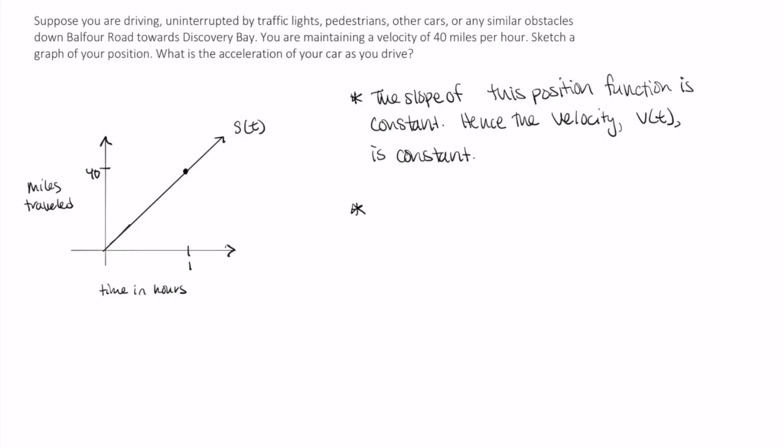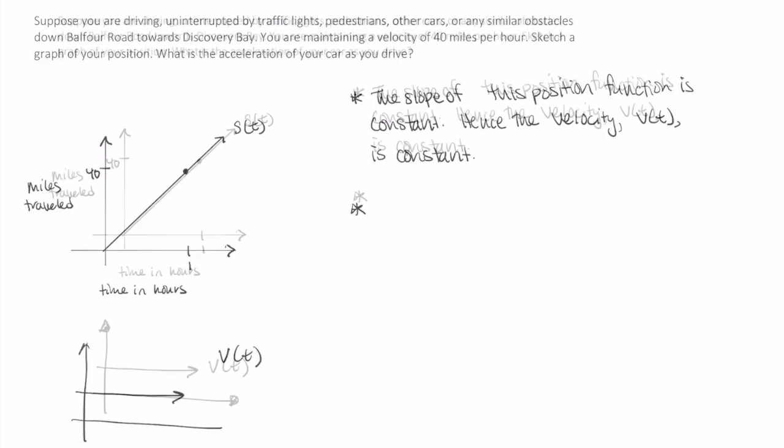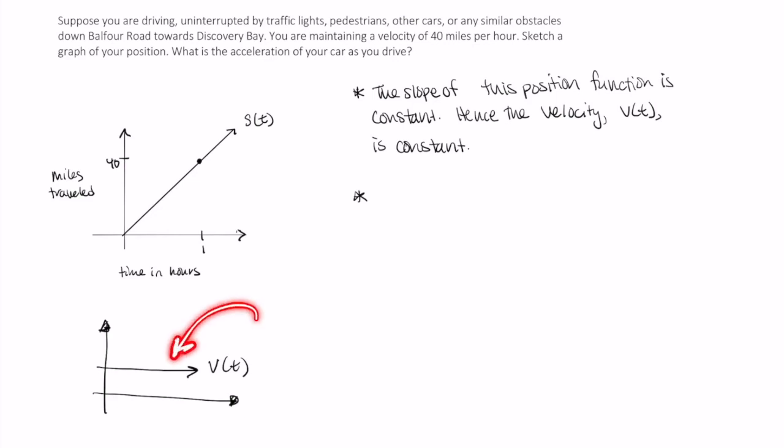So the slope of our tangent line is going to be constant. So if I were to sketch v of t here below, this graph would look like this. The slope of this line, this constant line, is 0 since it's a horizontal line. So the graph of the acceleration would be here. This would be a of t right along the x-axis. So the acceleration of this car is 0.